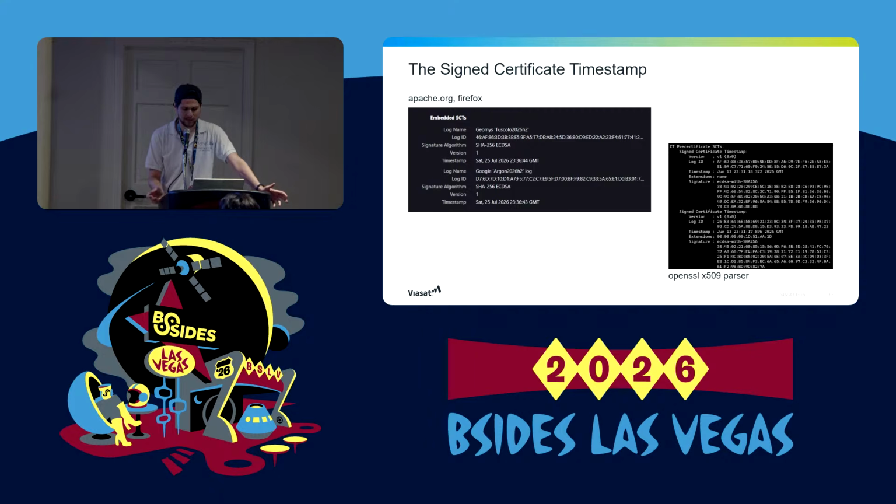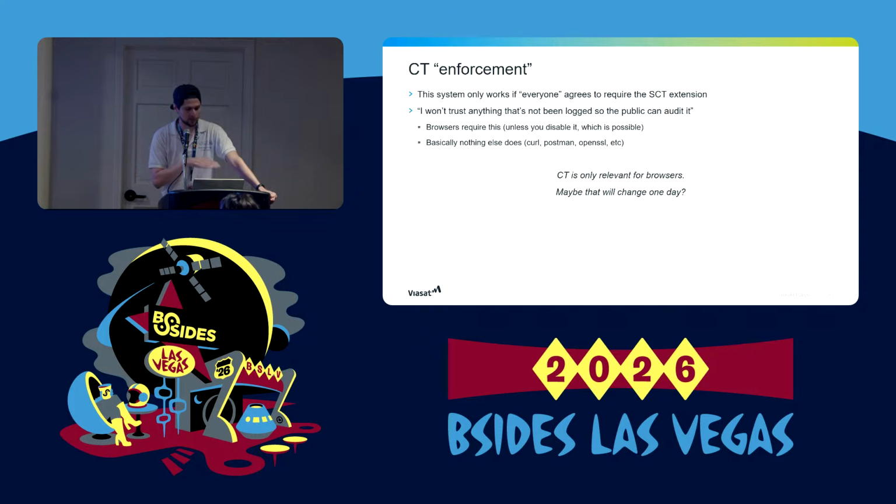So the idea is that the client validates the timestamp by computing the signature input, and then they check with the log. Essentially, there's a public key that the log provides, and it should all check out. So this system only works if everyone agrees to require the extension that I just showed you, the signed certificate timestamp. Essentially, the browser or the community needs to say, I won't trust anything that's not been logged so the public can audit it, right?